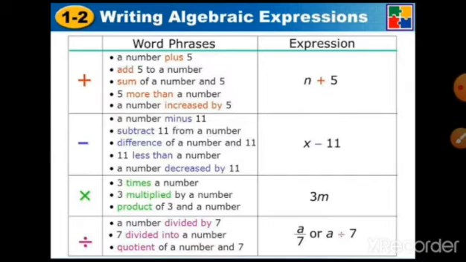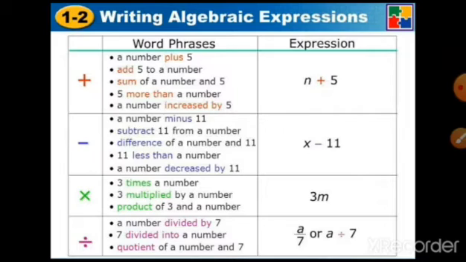Next is a number minus 11. So here we are taking the number as x. The unknown number we are considering as x. So we are writing x minus 11. Next, subtract 11 from a number. So it is written as x minus 11. Next, a difference of a number and 11. So that is also equal to x minus 11.